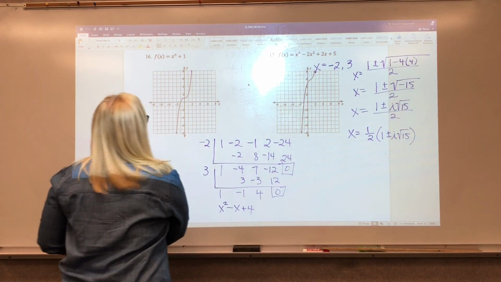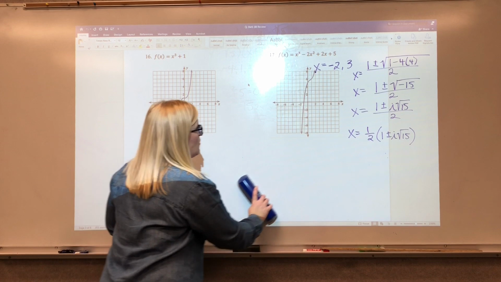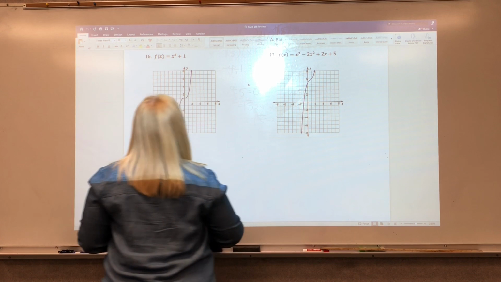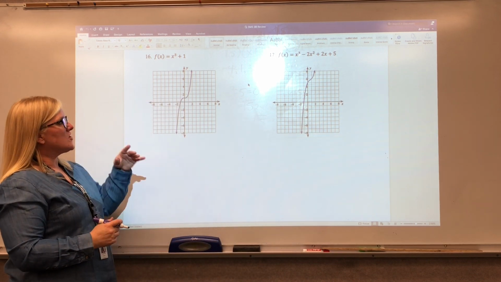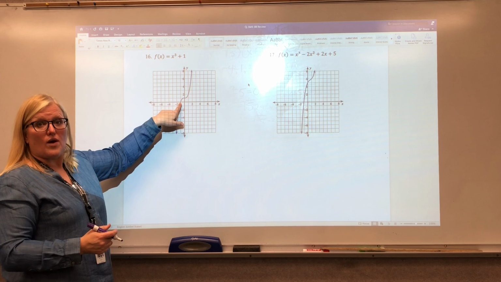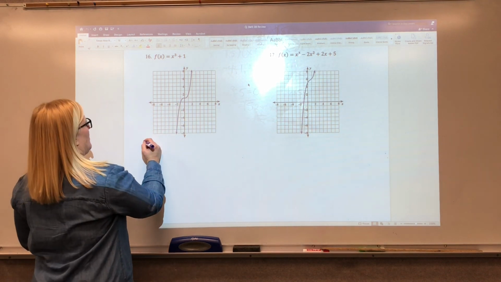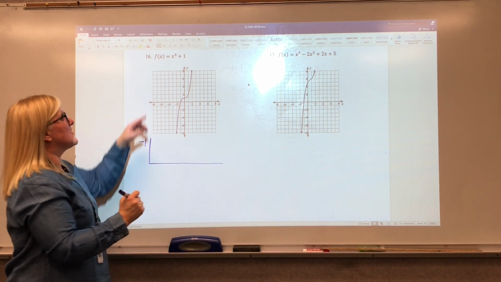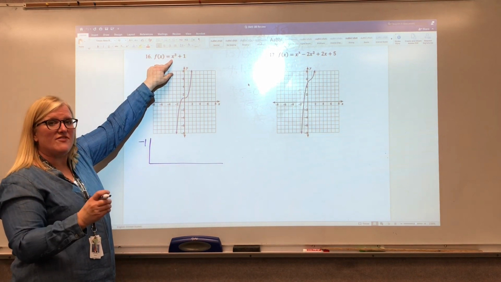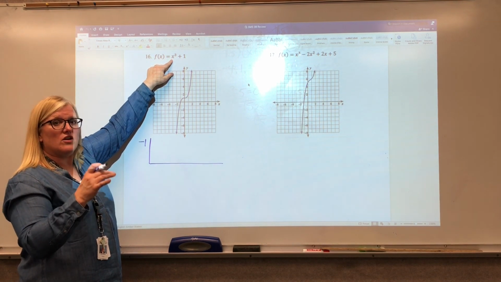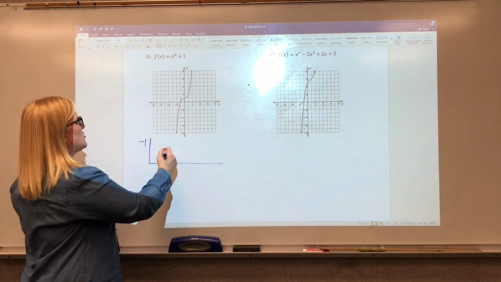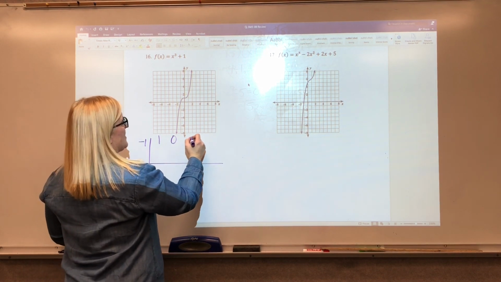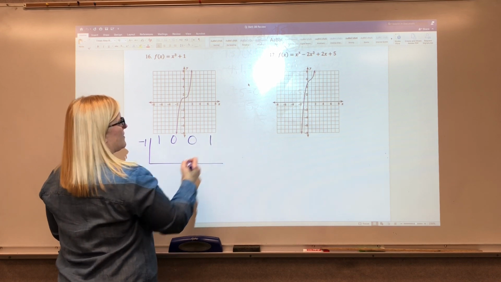X cubed plus 1. Now we've got a couple of options here too. We could just factor it, but I know that's not everyone's favorite. So I'm going to use synthetic division again with -1, because that's one of my x's. Just remember, if you're doing synthetic division with this, you've got an x cubed, but you have to put zeros in for the other terms, okay? So I have a 1 for x cubed, I have 0 for x squared, 0 for x, and then 1.